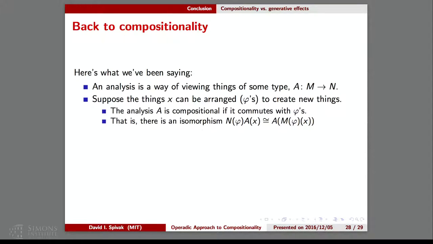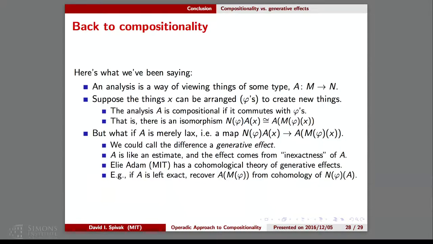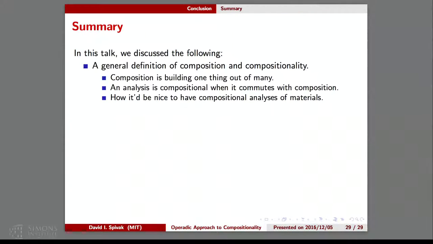So all I want to say in this slide is that an analysis is compositional if you get an isomorphism between analyzing and composing. But a generative effect would be one where you don't get to know the true analysis of the model from analyzing the pieces. And that comes from a kind of inexactness of your analysis. And a colleague of mine at MIT has a cohomological theory of these generative effects that allows you to understand what's going on in the big model in terms of cohomological aspects of the pieces. So I think that's pretty neat.